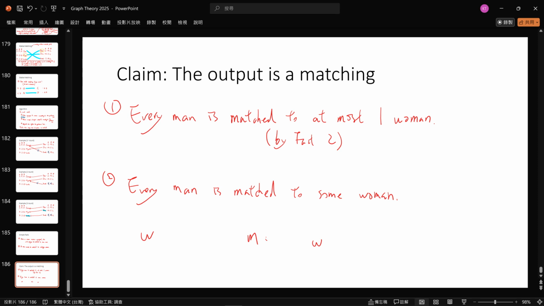Exactly. So at the moment that M proposes to W, by the first fact, we already know that W will always be matched to some man. So this contradicts our assumption that W is not matched. Okay, so let me write down the proof.